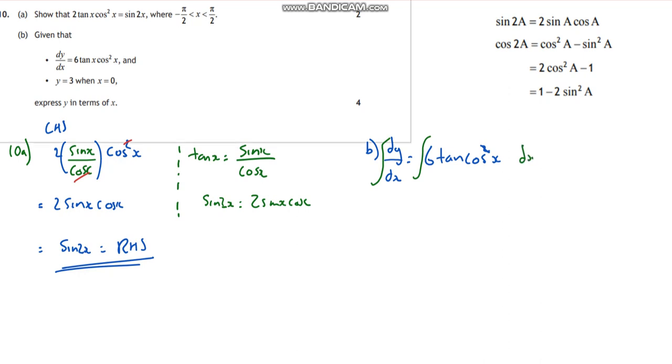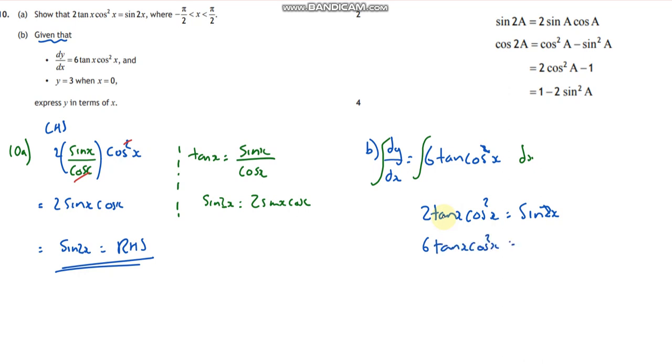Now I know that 2 tan x cos squared x is equal to sine 2x. Okay, look at it, given that as a clue. I've just proved that. So what's the difference then between this function and this function? Well, it's been times by 3, hasn't it? So then that's what it's saying, 6 tan x cos squared x is surely then equal to 3 sine of 2x.